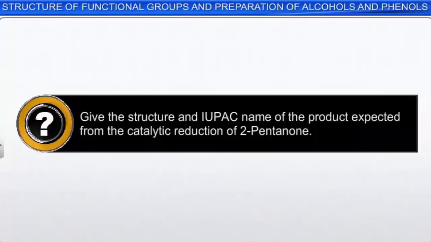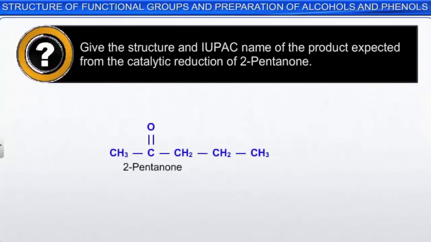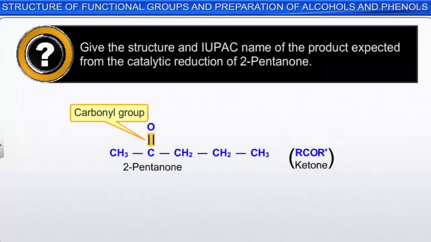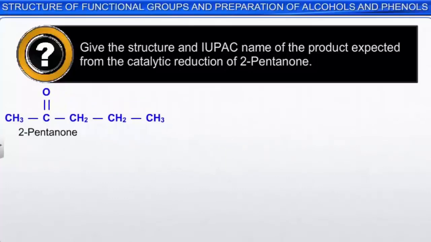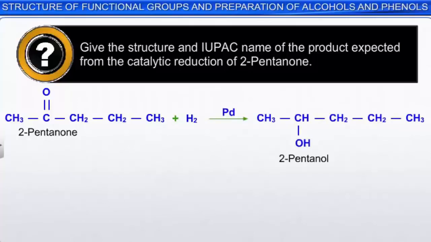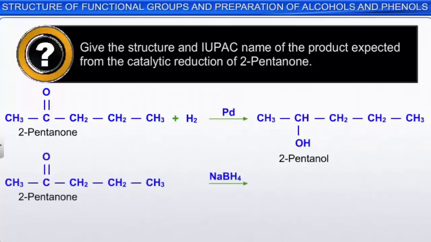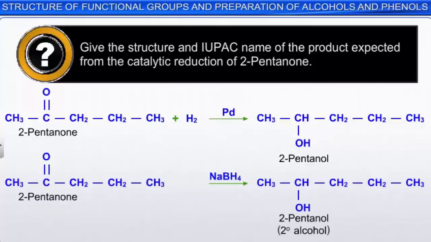Can you answer this question on your own? Give the structure and IUPAC name of the product expected from the catalytic reduction of 2-pentanone. When you draw the correct structure of 2-pentanone, you should immediately recognize it as a ketone, as the carbonyl group is in the middle of the chain. The catalytic reduction of a ketone produces a secondary alcohol. The product is 2-pentanol. Alternatively, you could have used sodium borohydride or lithium aluminium hydride instead of hydrogen gas with a metal catalyst.